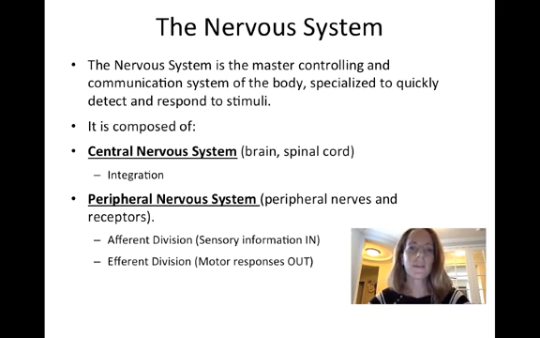So the nervous system, again, is the master controlling and communication system of the body. The role of the central nervous system is integration. So it is taking the sensory information that comes in through the cranial nerves or through the spinal nerves, the peripheral nerves, through the spinal cord or directly into the brain, and then processing that information. We can process independently in the spinal cord, or the information can travel to the brain and be processed in the different regions of the brain.